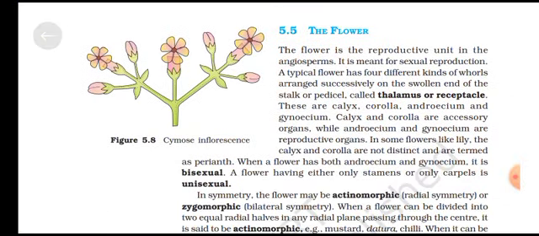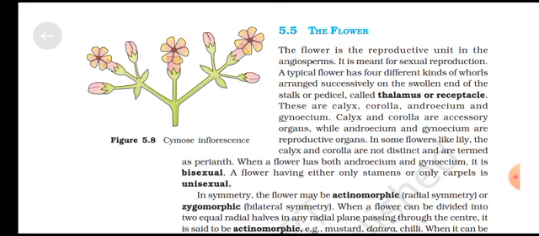The flower is a reproductive unit in angiosperms. It is meant for sexual reproduction. A typical flower has four different kinds of whorls arranged successively on the swollen end of the stalk or pedicel, called thalamus or receptacle. These are called calyx, corolla, androecium, and gynoecium. Calyx and corolla are accessory organs, while androecium and gynoecium are reproductive organs. In some flowers like lily, the calyx and corolla are not distinct and are termed perianth.